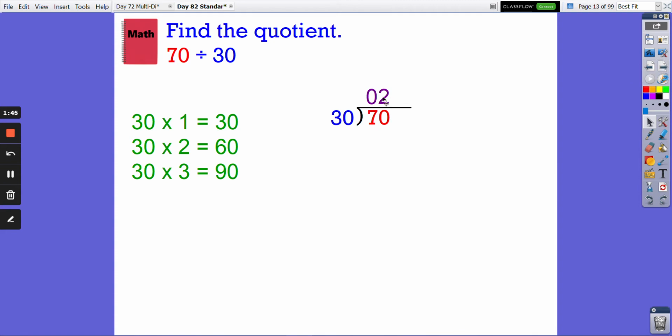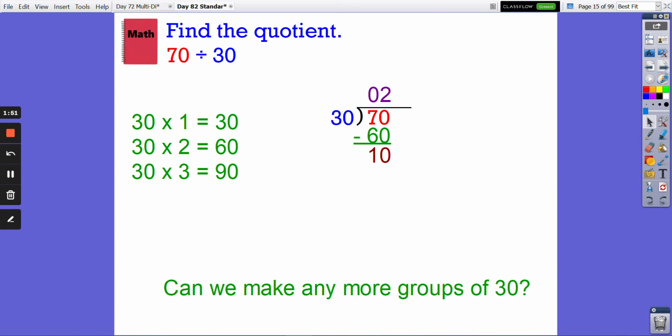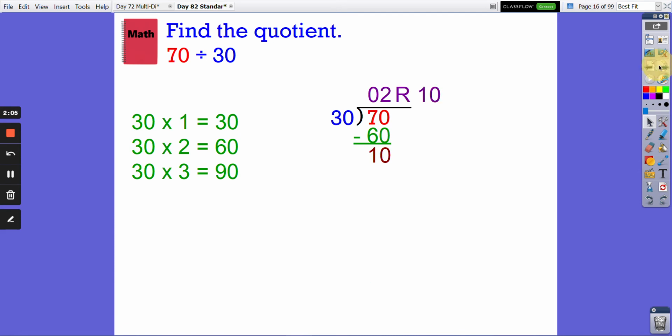Now we're going to do 2 times 30, which gives us 60. And then we're going to subtract. And now we have 10. Now, can 30 go into 10? Can we make any more groups of 30 out of that 10? No, so that's what we call a remainder. So now we have 2 remainder 10.